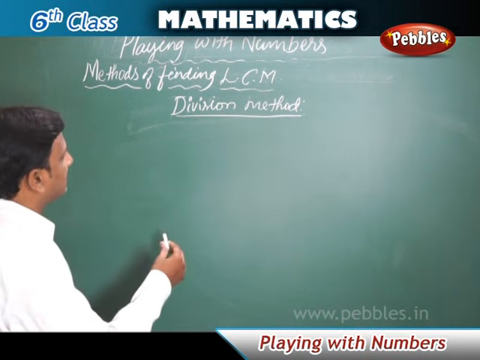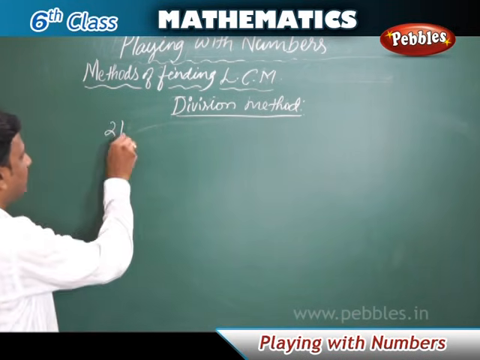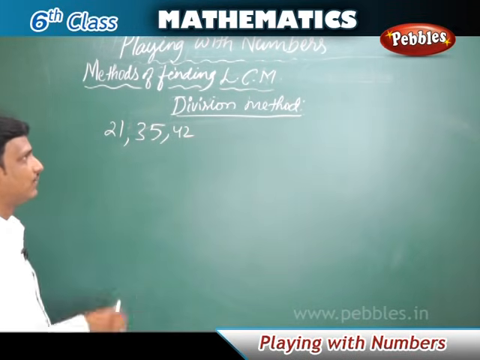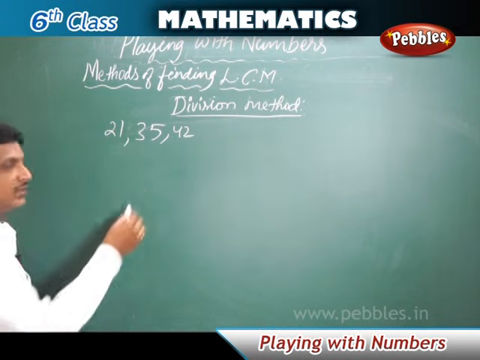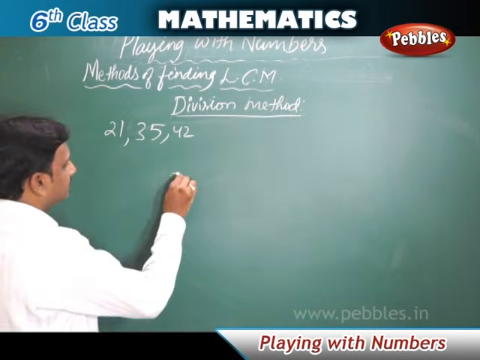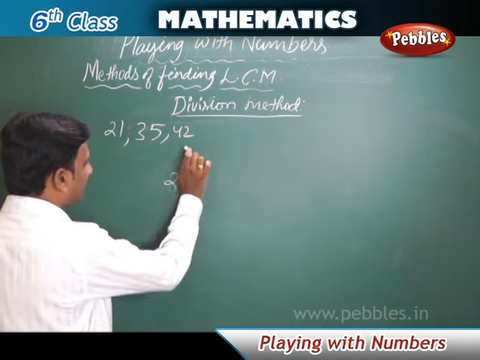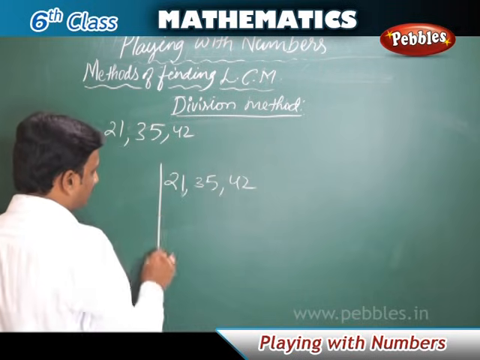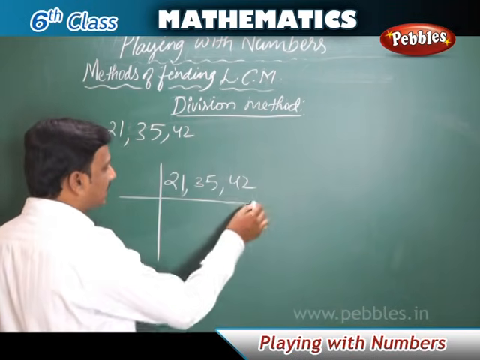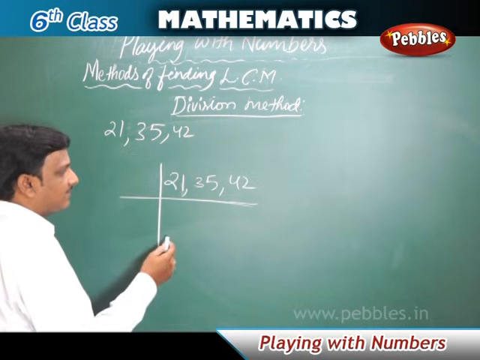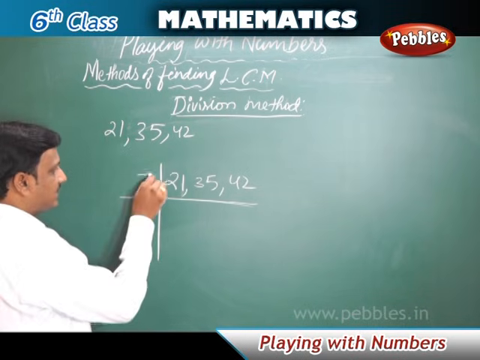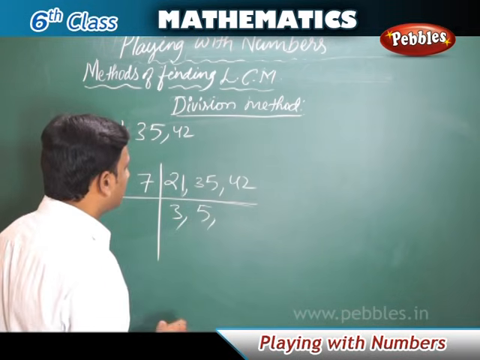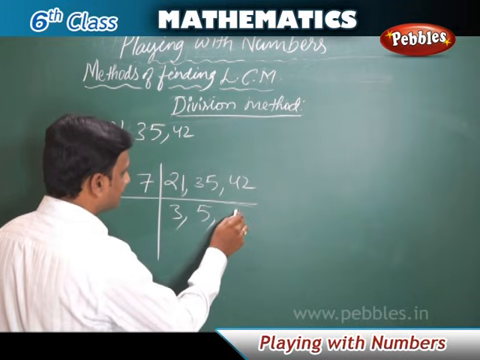Let us find the LCM by the division method. We have 21, 35, 42, these three numbers. Now we have to find out the least common multiple of these numbers. Let us find the LCM in the division method. First write these numbers horizontally. Now take the least prime number which divides at least two of the numbers given. We take 7. 7 3s are 21, 7 5s are 35, and 7 6s are 42.